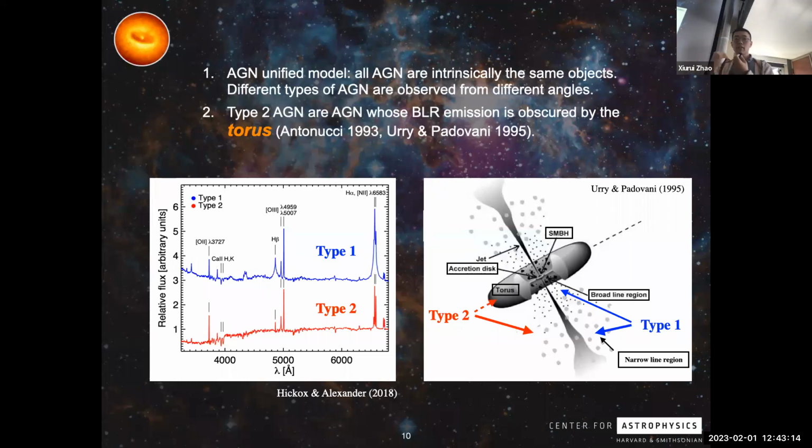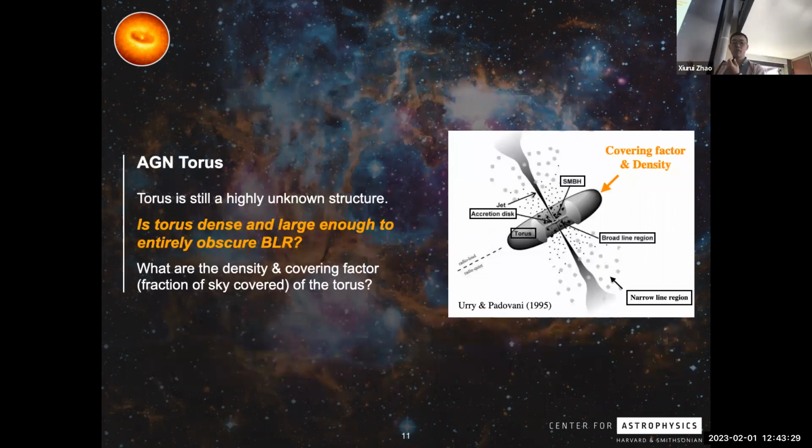And there are indeed many observations that support the model, but we also know that it's not 100% accurate. What we know is that the torus is a significant component of the AGN. However, the torus is still a highly unknown structure so far. For example, is this torus dense and large enough to really obscure the central broad line region? What are the density or the covering factor of this torus?